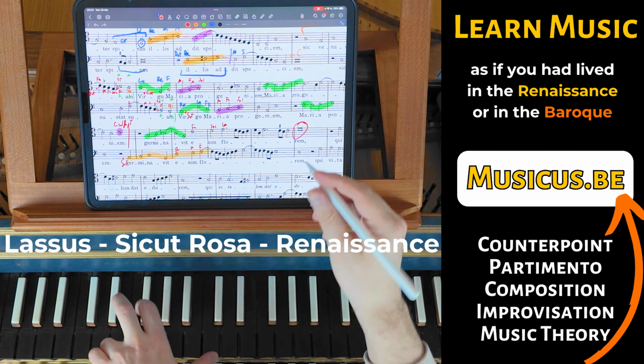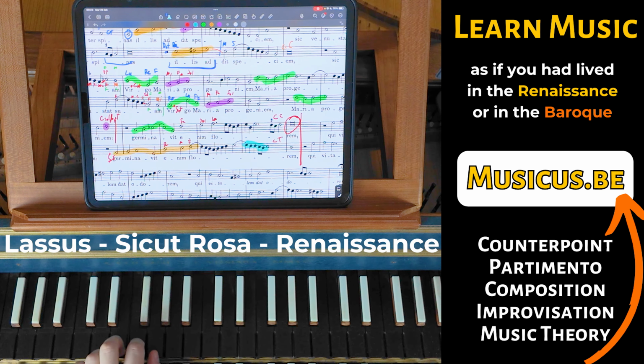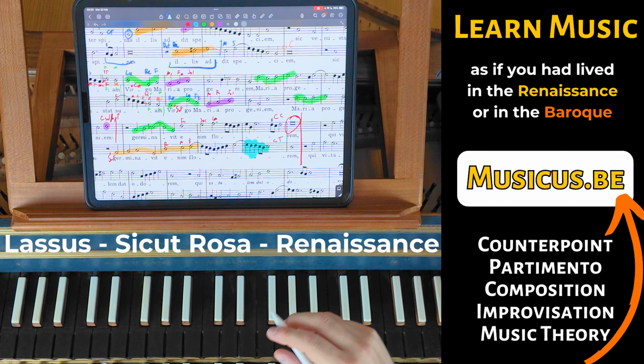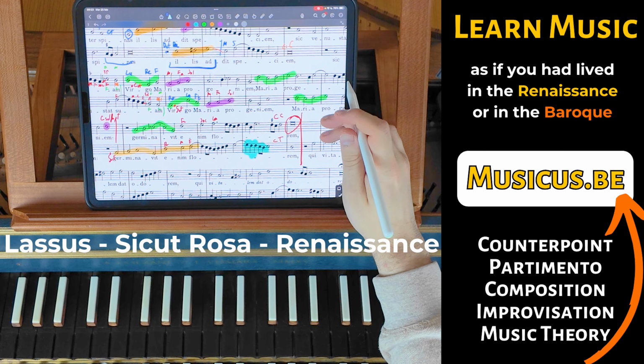Exactly. Another thing you can analyze here is the diminution in the cadence. This is very idiomatic of Renaissance music. Sol, fa, fa, mi, re, mi, re. Anticipations in this style are not so frequent. It's not something you can find very often, but in these idiomatic cadences, yes, they are very common in the cadences.